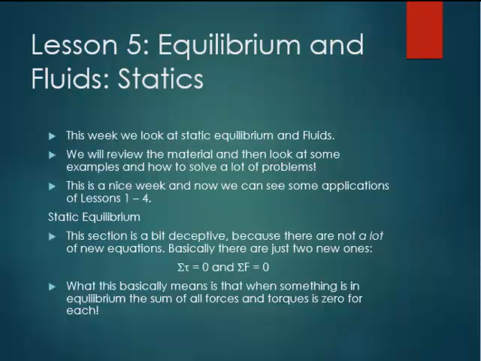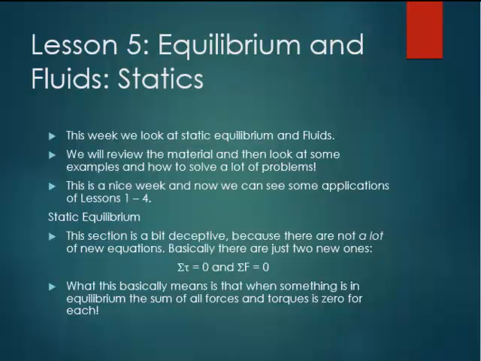So the first thing we have is static equilibrium. This section is a bit deceptive because there are not a lot of new equations, and in fact there are only two: the sum of all torques equals 0 and the sum of all forces equals 0. What this basically means is that when something is in equilibrium, the sum of all forces and torques are 0 in both cases. Now, this does not mean the object does not have to be moving, because remember the sum of all forces just means there's no acceleration, just like the sum of all torques being 0 means there's no angular acceleration.